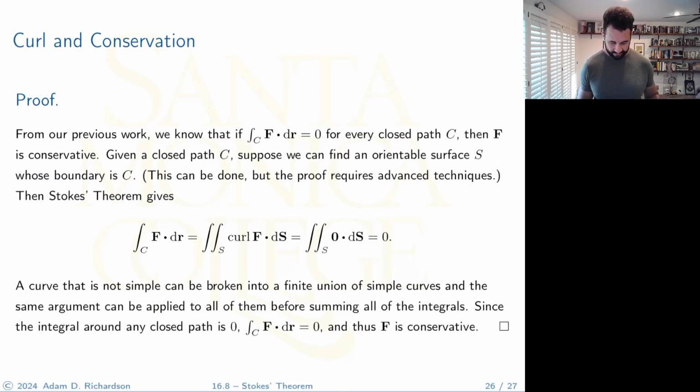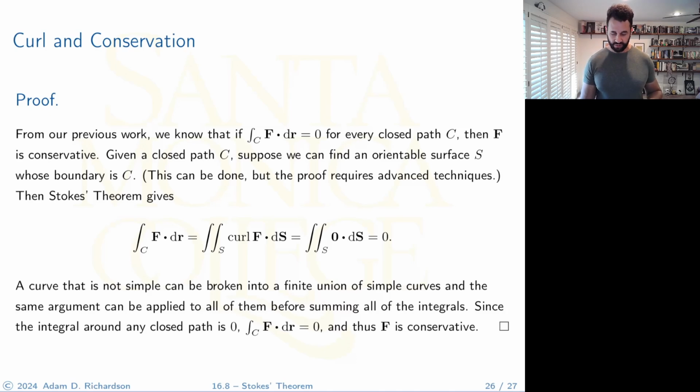Here we go. From our previous work back in section 16.3, I believe, we know that if the line integral around any closed path C is equal to 0, then F is a conservative vector field. So that's what we're going to show at this point. Let's say we're given a closed path C, and suppose that we can find an orientable surface S whose boundary is C. We are actually able to do this, but like the book mentions, the proof requires advanced techniques. So we're not going to prove that we can find such a surface. We're just going to assume that we can. Math majors, you will go into those details later in an analysis course.